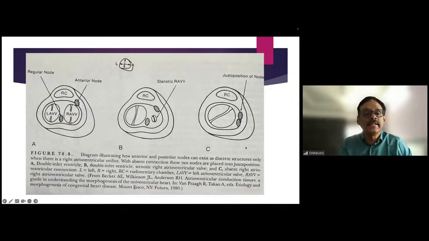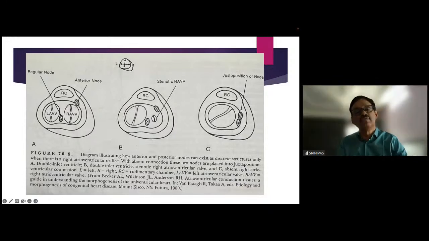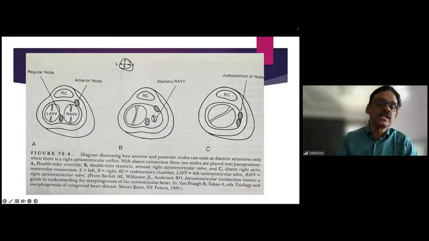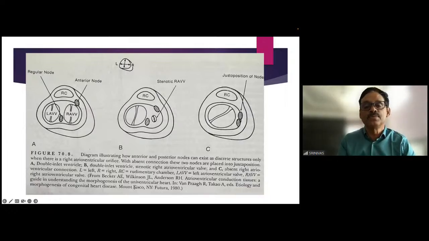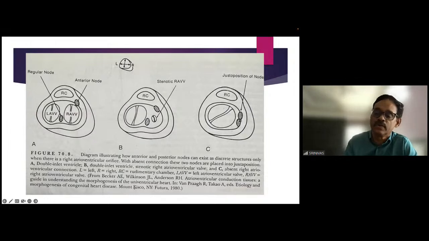Another important point we need to understand is that even if there are two AV nodes, an anterolateral AV node and a regular AV node in the posterior location, the anterolateral AV node will be well developed in these situations only if the right AV valve is well formed. As the right AV valve becomes more hypoplastic, the anterior AV node also comes more posteriorly, and when the right AV valve is completely atretic, the anterior AV node comes back posteriorly and merges with the regular posterior AV node. So there are some advanced concepts so far as the conduction system of single ventricle is concerned.